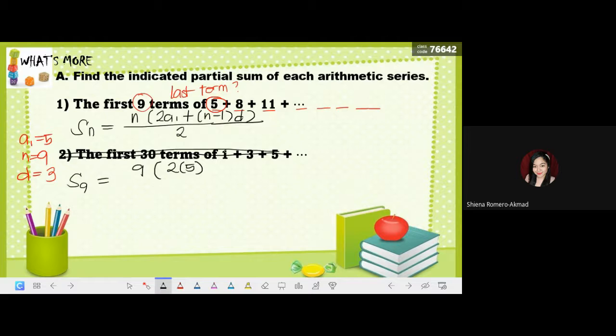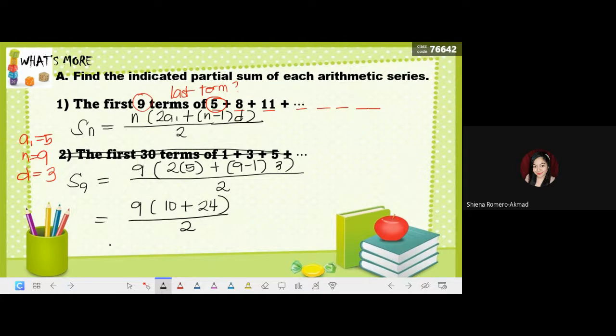So we have plus 9 minus 1 times 3 divided by 2. So 9 times, this is 10, plus 9 minus 1 is 8, times 3 is 24, divided by 2. So 9, ito, 34, divided by 2.